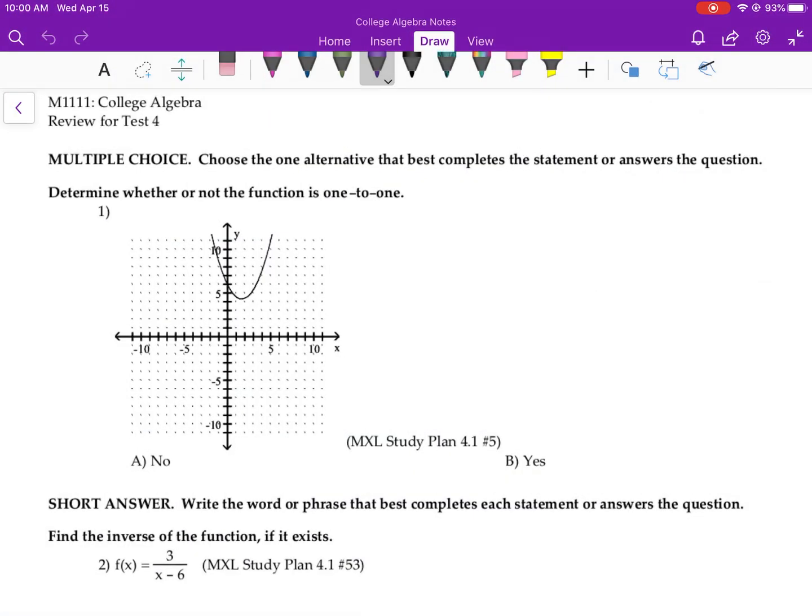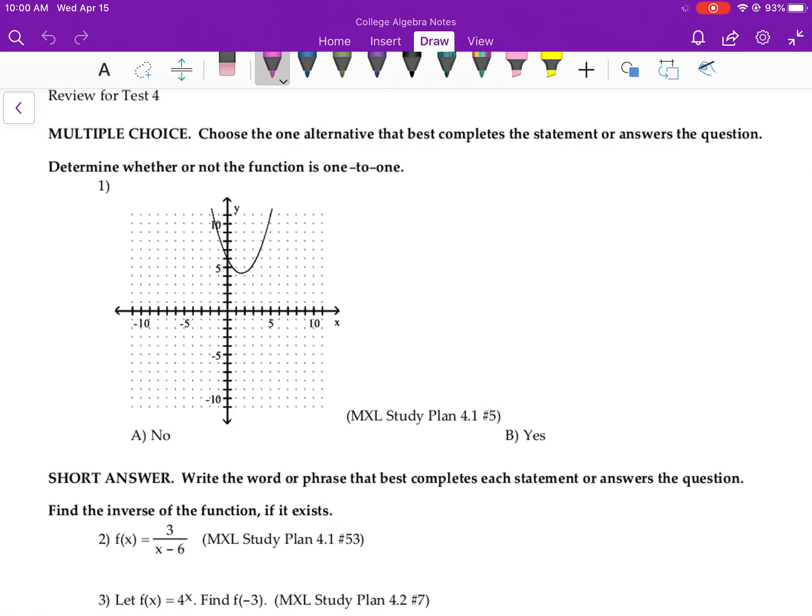Okay, so this is a video of how to work out your test review. I'll do this in 15-minute increments. All right, for this first one, we're going to say that it's not one-to-one because we can hit the curve with the horizontal line more than once. So the answer there would be no.